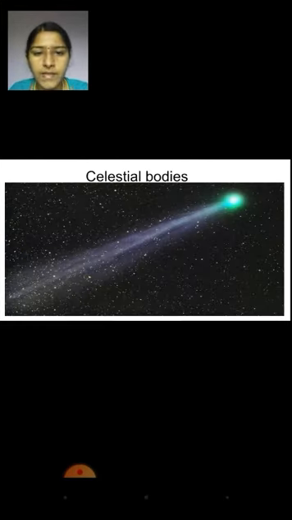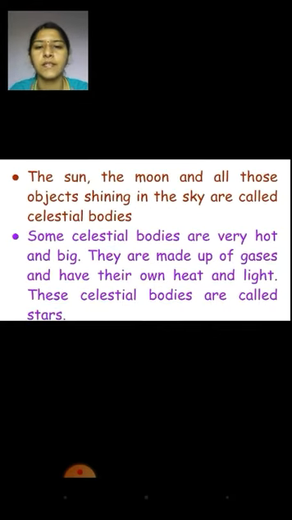As you can see, whatever appears in the sky, many stars are there, and then the moon and everything. This is a picture of celestial bodies. Okay, now we will see what a celestial body is. The sun, the moon, and all those objects shining in the sky are called celestial bodies, right?